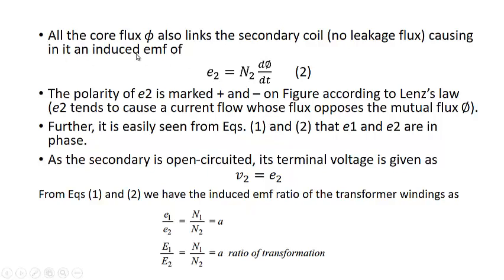Now, all the core flux is confined to the core, and it will link the secondary coil since there is no leakage flux. When it links the secondary coil, we have an induced EMF in the secondary coil as well, that is determined by E2, which is equal to N2 d phi by dt. So the polarity of the E2 is marked plus and minus on the figure according to Lenz's law. E2 tends to cause a current flow whose flux opposes the mutual flux phi.